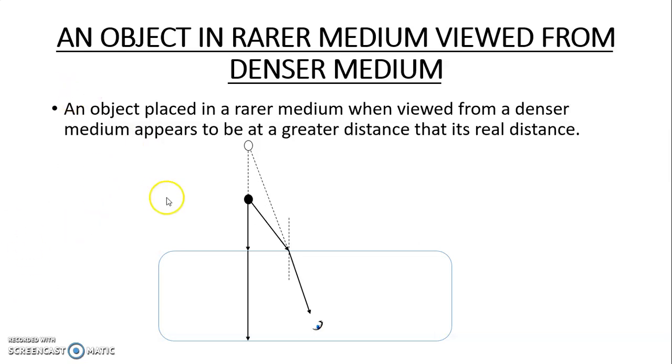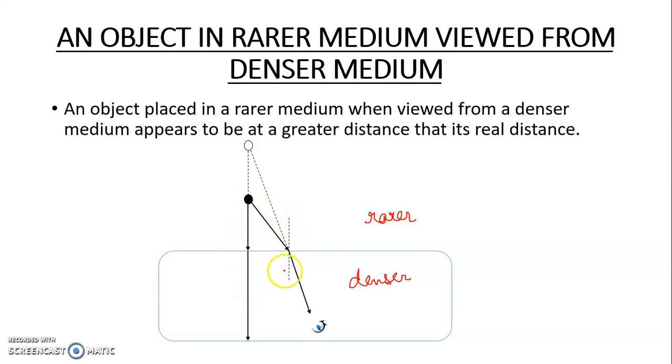You see here I have made this, the object in the rarer medium. Suppose this is glass, so this is the denser medium, and this is the rarer medium. An object is placed over here. If you are viewing it from here, the rays of light are coming from the object, so we need to take two rays of light. One goes straight, because a ray that is normally incident goes straight. And we'll take another ray.